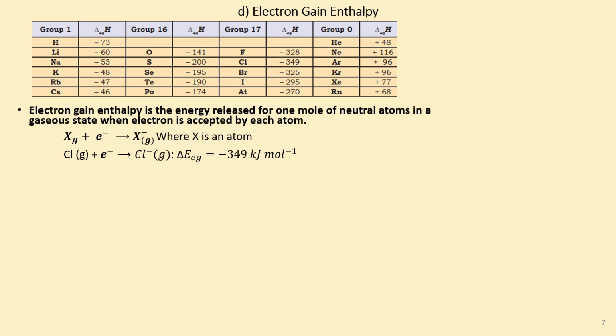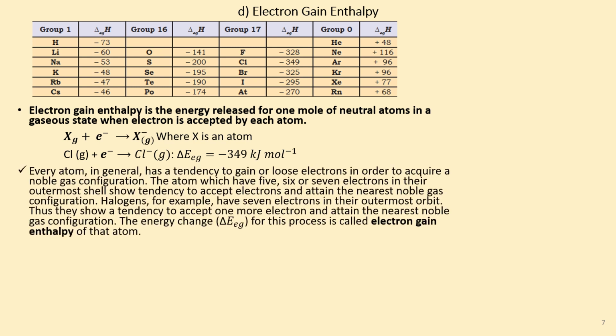Another example is chlorine in the gaseous state. When it accepts an electron, it becomes chlorine minus in the gaseous state, and the energy released is delta E of Eg. That is, the electron gain enthalpy value is minus 349 kilojoules per mole. This is shown for group 17, chlorine, in the table.